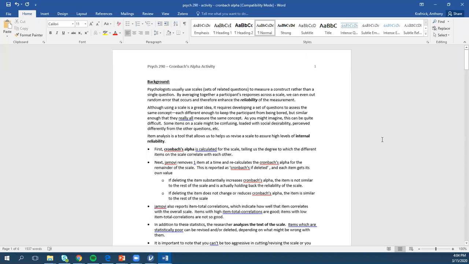So there's an activity and a slide set. I haven't posted a video for that particular slide set, but you should go take a look. This activity walks through the different things that we're doing for Cronbach's Alpha. So let's take a look at this activity. The first page has some background information that's very similar to the slide set, kind of reintroducing Cronbach's Alpha and why we're doing it.